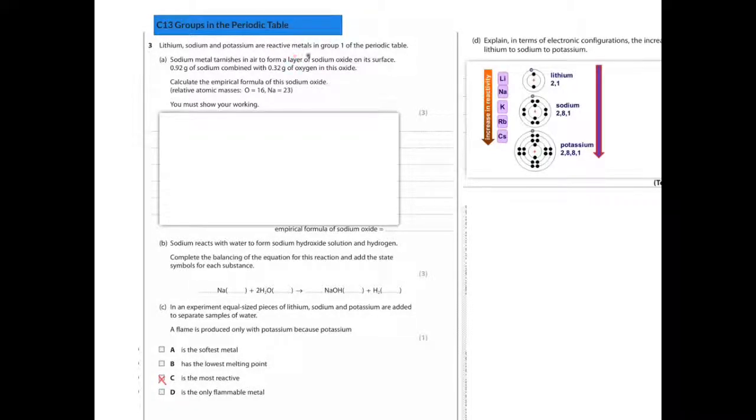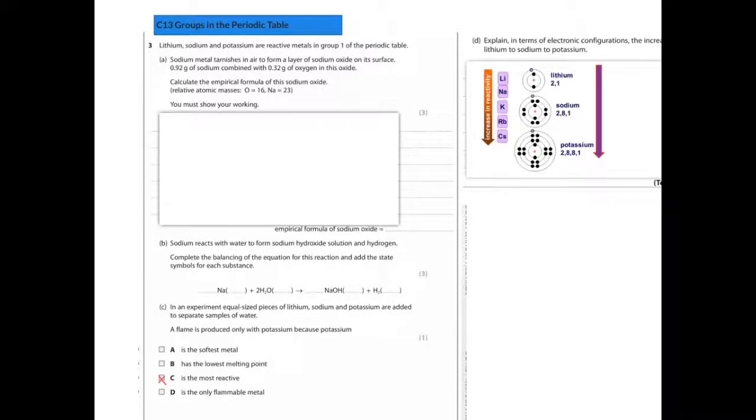Lithium, sodium, potassium are reactive metals in group 1 of the periodic table. Sodium metals tarnish in air to form a layer of sodium oxide. That means oxygen reacts with them on its surface. 0.92 grams of sodium combined with 0.32 grams of oxygen in this oxide. Calculate the empirical formula of the sodium oxide.